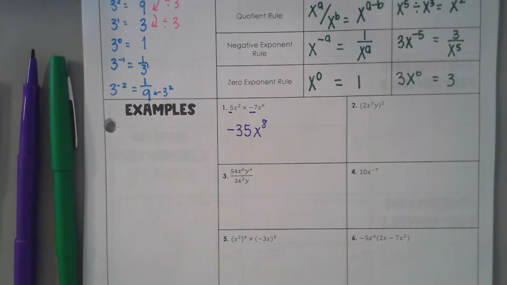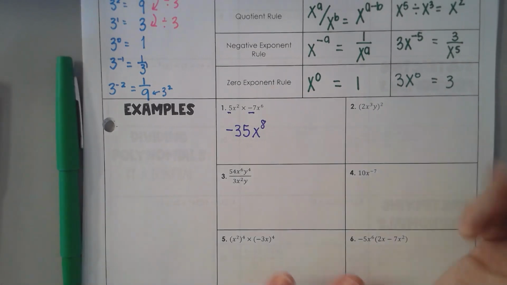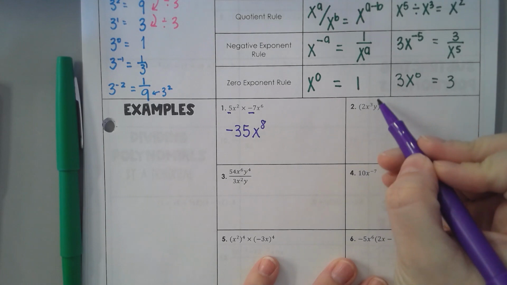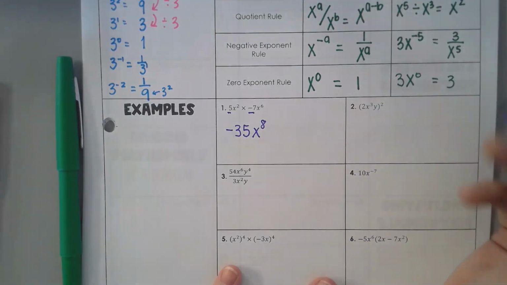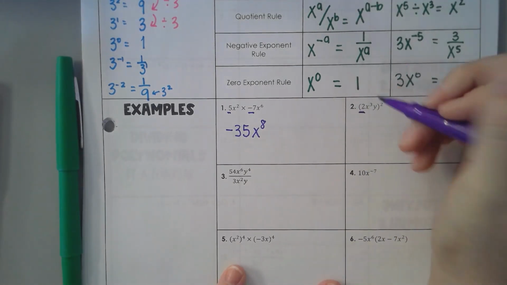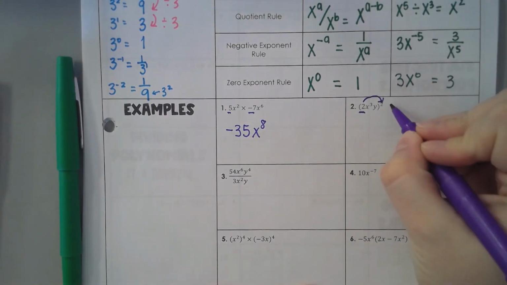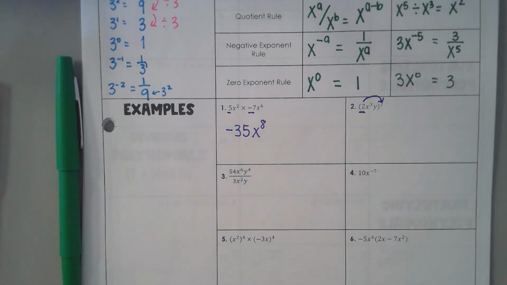All right, number 2. Here I have 2x cubed y, all of that squared. So any number in the front, you have to square it. So we have to do 2 squared. What is 2 squared? 4.